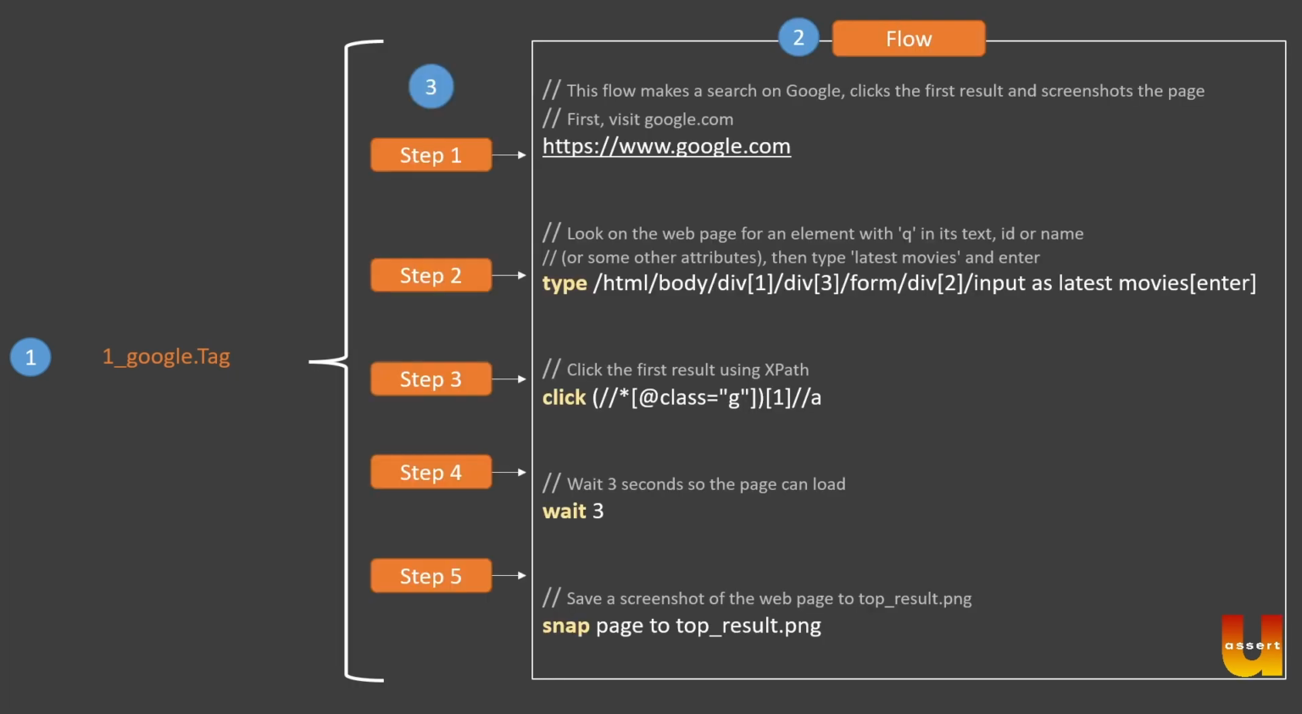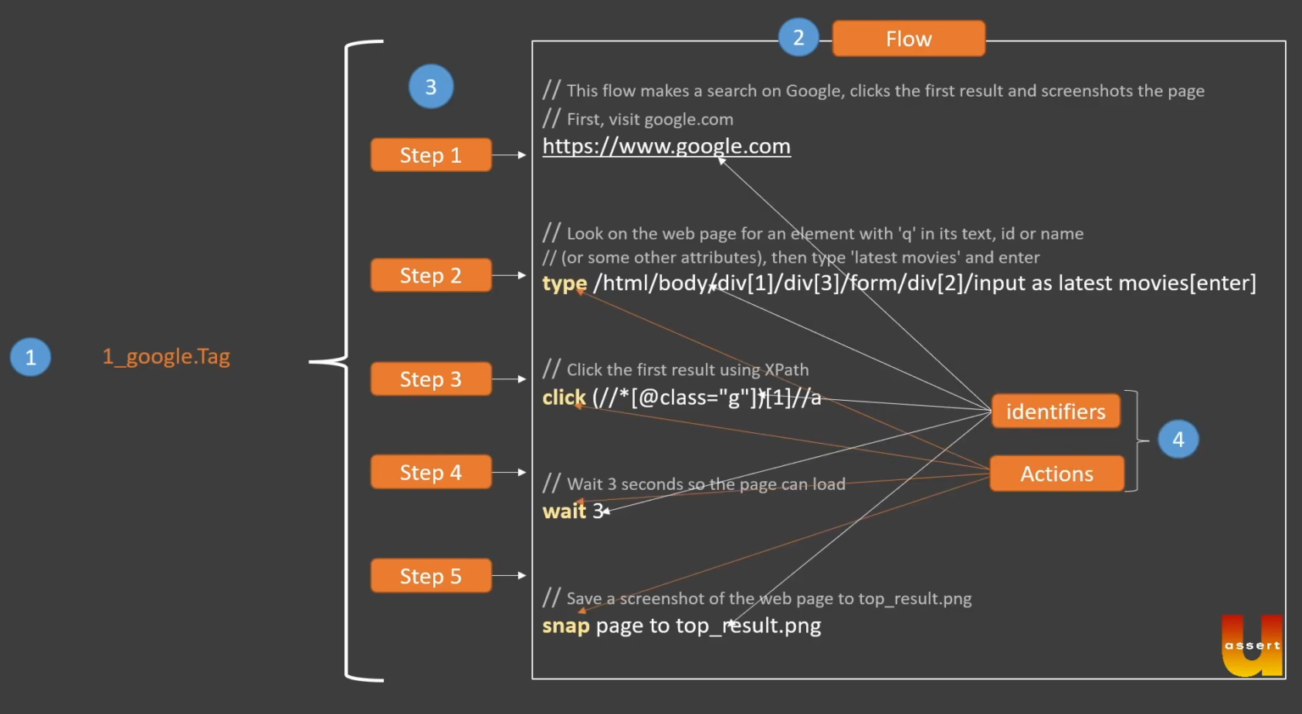one_goal.tag is a flow, and that flow contains a series of steps, step 1, 2, 3, 4, 5, and a step contains two things: action and identifier, or just an identifier. In some cases, the action is built in. We just need to provide an identifier. In the example, in this case, the example is Google. Launch is an action, but TagUI inherently uses that action. So you just need to provide an identifier on what we need to do for that particular action.